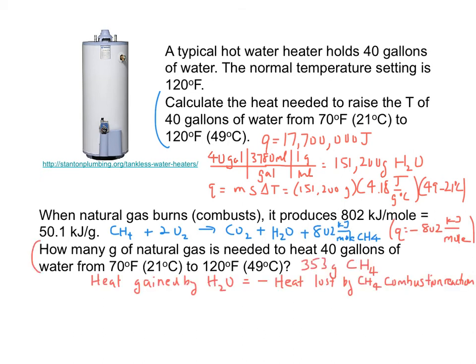And the answer is, we know how much heat is gained by water, and the heat lost by the CH4 combustion is this. The minus sign tells us the reaction is losing or producing heat, and then solve for X.